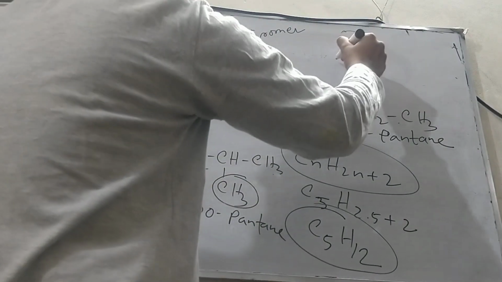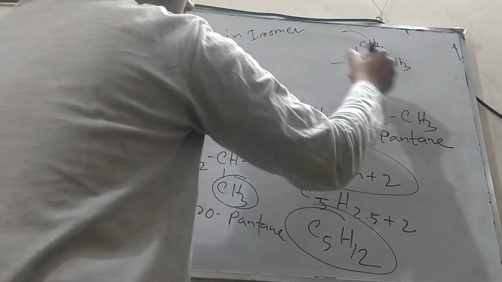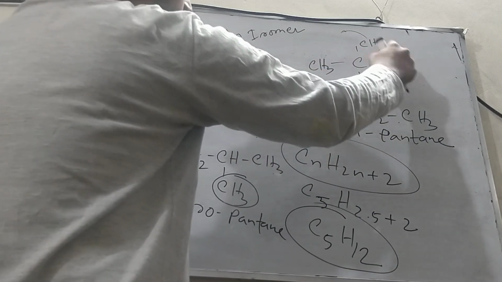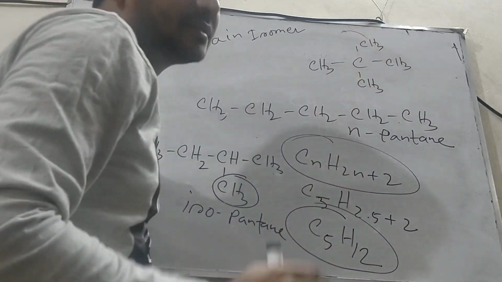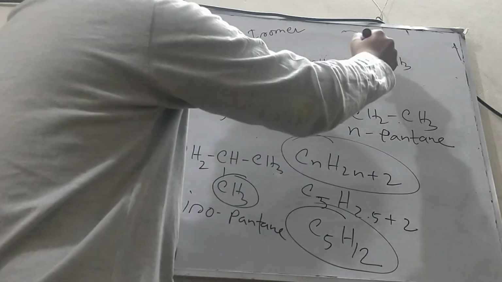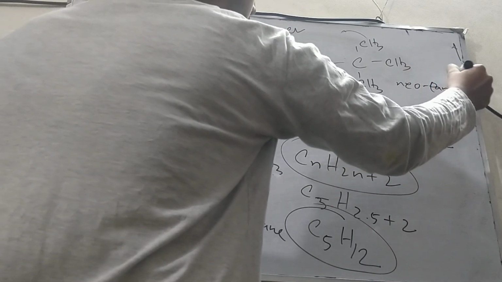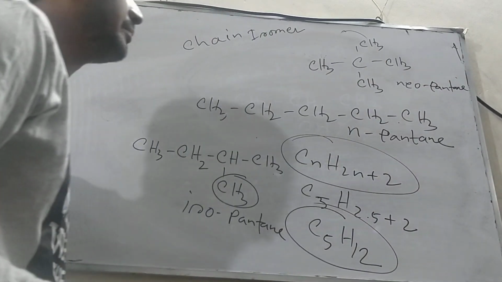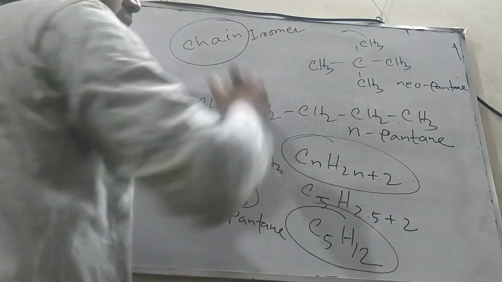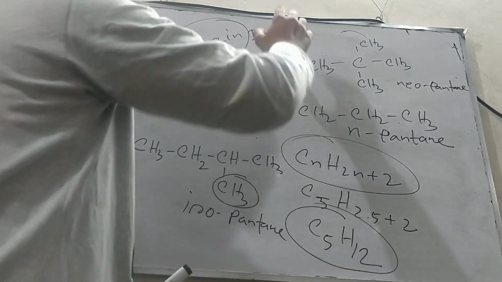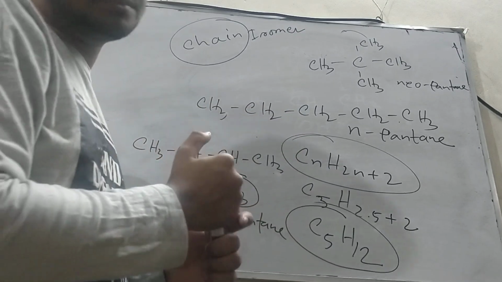Next, C with CH3, CH3 and CH3. Again, the number of carbon is 5, and the number of hydrogen is 12. That means it's also pentane, but it will be said neopentane. Okay. So there is a difference of chain. That's why it's called chain isomer. They are mutually chain isomers, and it's called chain isomerism.